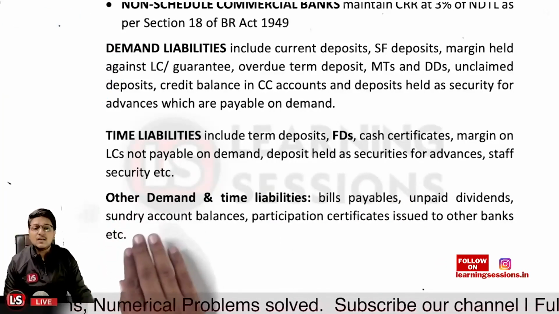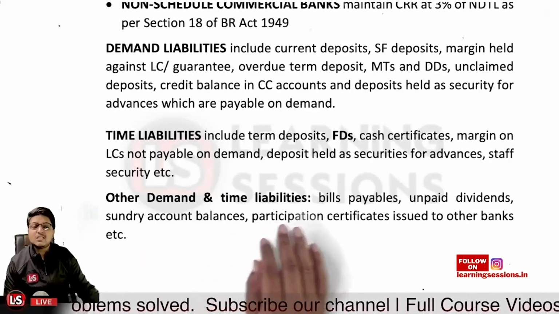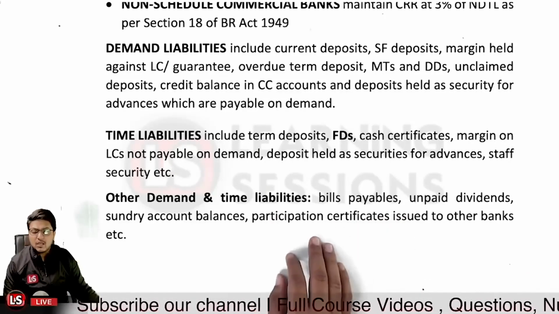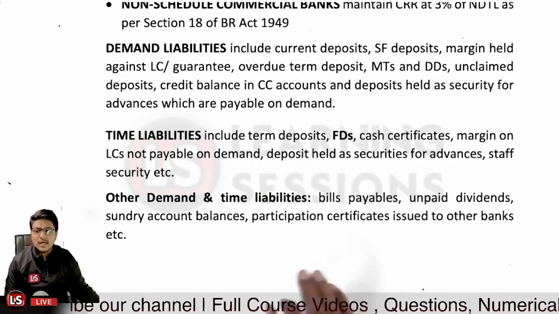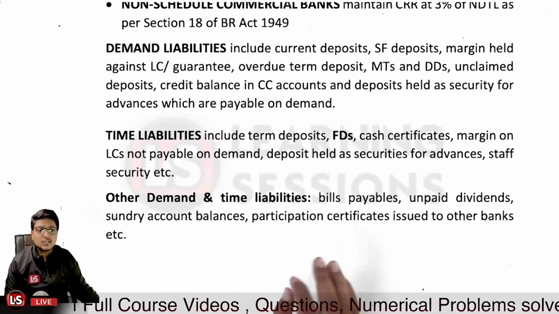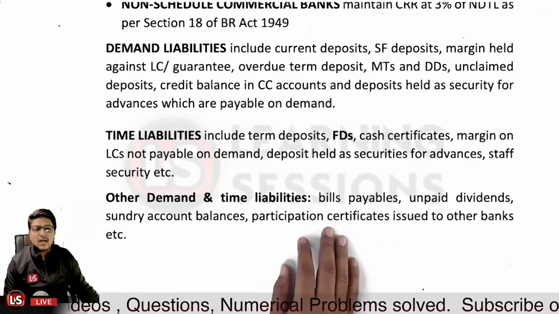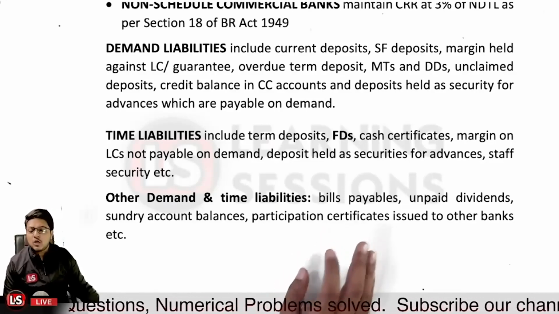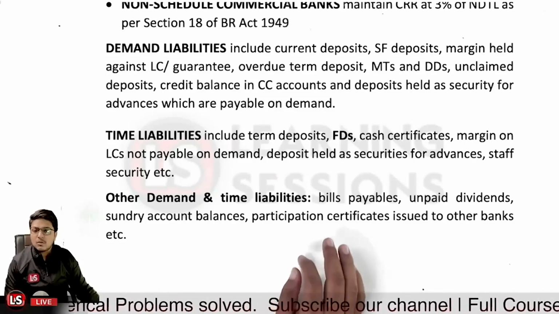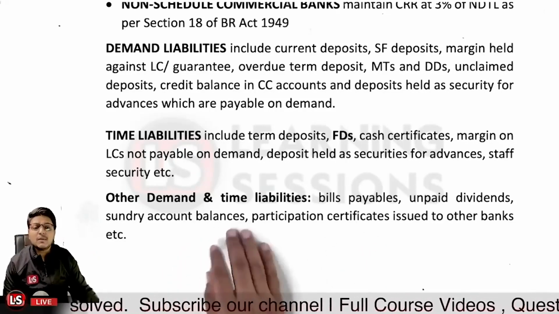Other than that, there are other demand and time liabilities. Like bills payable, which is to be paid after some particular time. So if you have drawn any bill and that is to be paid after some particular time, that is also your time liability. Otherwise it is also unpaid dividend. So the amount which is to be paid to the shareholders but is yet not paid is also a type of other demand and time liability.